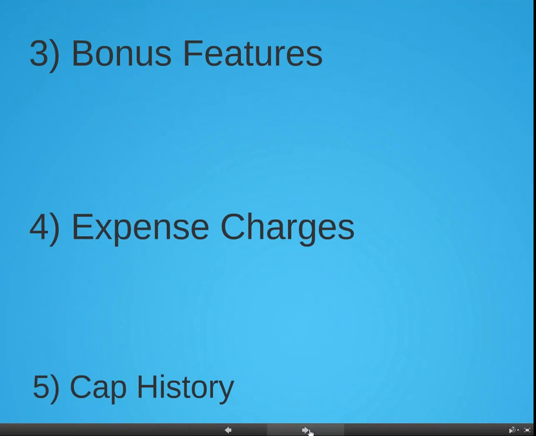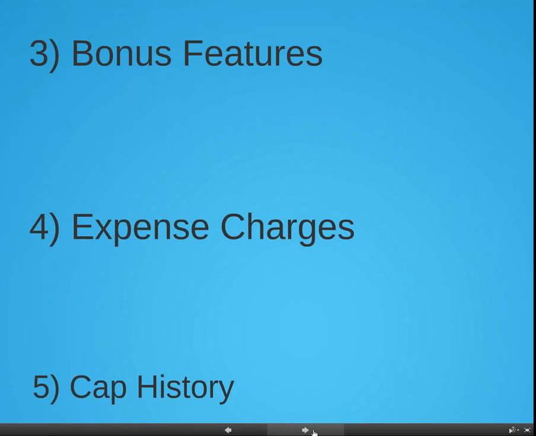Number four, expense charges. We won't spend much time on this, and I don't expect you to spend much time on this with your clients. In fact, a lot of times you probably won't get into this. Where I see you possibly getting into this is in situations, which frequently happens, where you're in competition with another agent, and maybe it gets a little bit in depth.